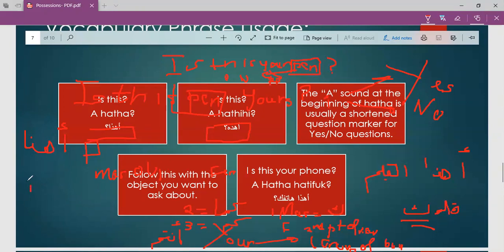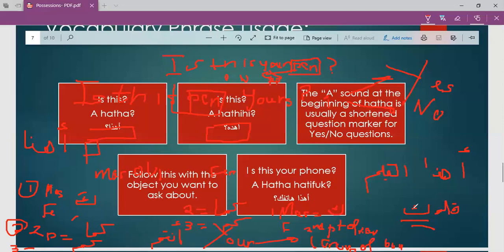If you're talking directly to one person or a group of persons, you're going to use "your" as a possessive pronoun. If masculine singular or feminine singular, you attach to the possessive noun ka or ki. If you're directing your question to two persons, whether masculine or feminine, you add ka in the middle like this, and you add ma. If you're talking to three or more, to a group of students for example, you add ka and ma down. So here, is this your pen?